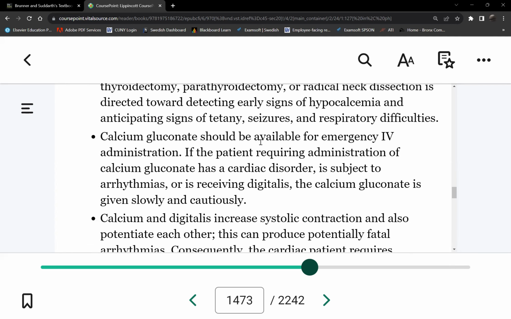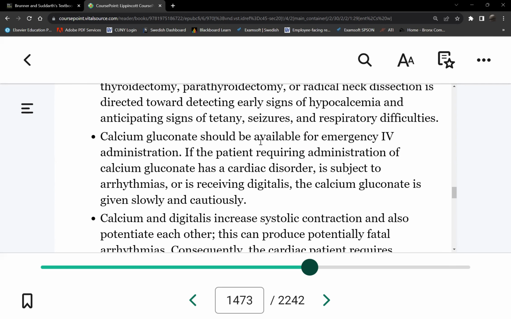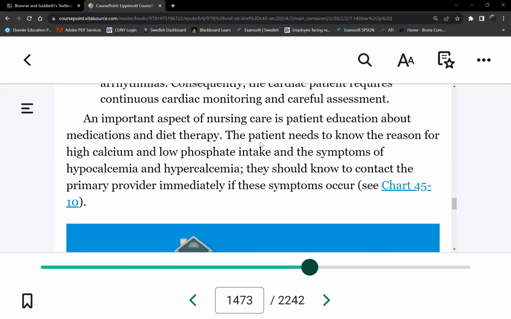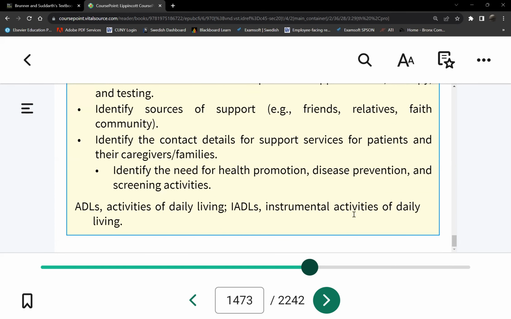All right, so don't forget the safety, which is you institute seizure precautions. Do we also add fall precautions here? Yes. Both in hyper and hypocalcemia, the patient is at risk for falls and fractures. And here's your teaching. That's it.